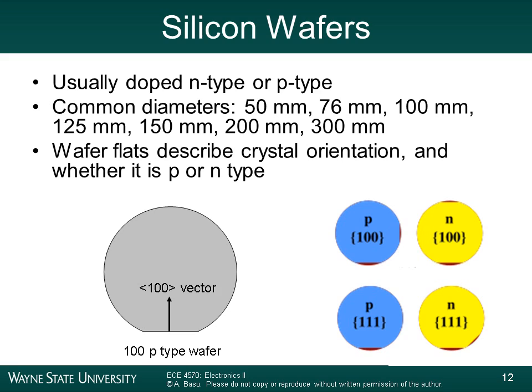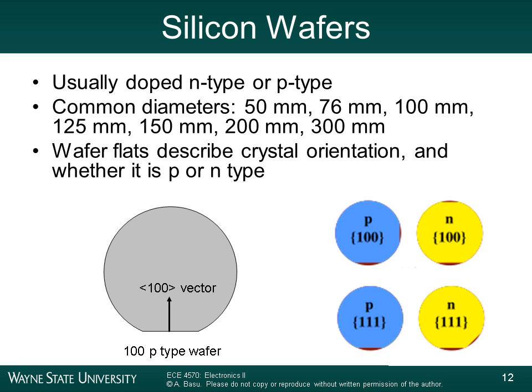The common diameters that you can buy wafers in range from 50, 70, 600 millimeters, all the way up to 300 millimeters. And then there's a code to describe what type of wafer it is. You can buy 100 wafers, 111 wafers. These numbers are actually the Miller index of which plane it is cut from.